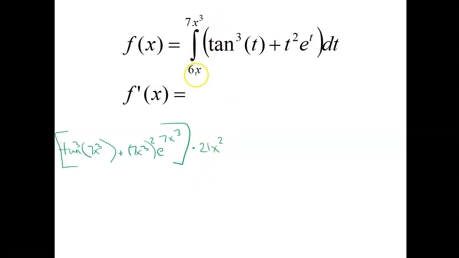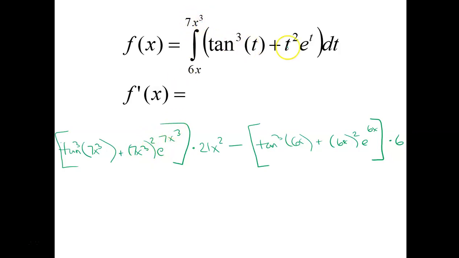I'm going to do the same thing with my 6x. Let's plug it in. Tangent cubed 6x plus 6x squared e to the 6x, and then multiply that whole thing by the derivative of what we plugged in, 6. Again, it's the same exact thing. It looks a lot more complicated. Notice my function stayed the same. Tangent of something, or tangent cubed of something, that thing squared, e to that thing.